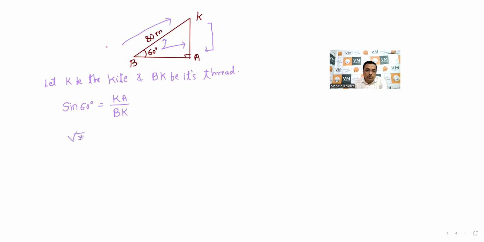If you remember, you have to learn this one. KA is not given, and the value of BK is 80. Now 80 is at the denominator, whenever it shifts that side it multiplies. So √3 into 80 divided by 2 is equal to KA. So 2 ones are 240. So therefore KA is equal to 40√3.